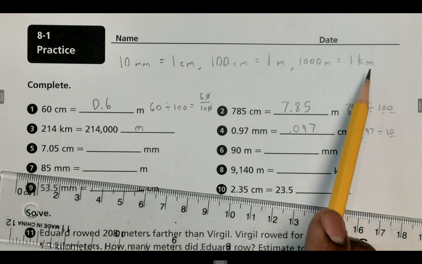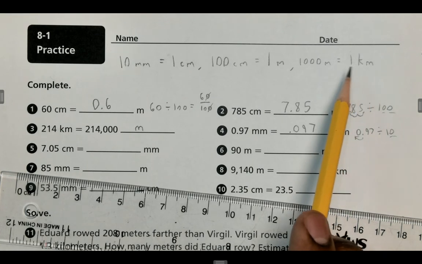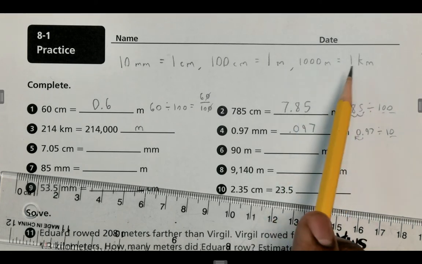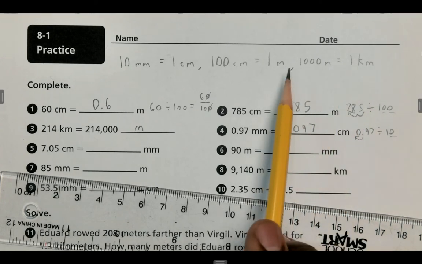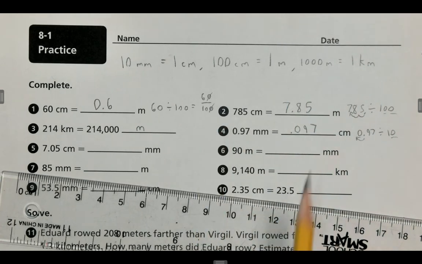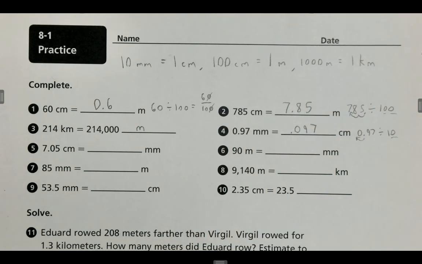Many of you may have run a 5K race in your life. Well, 5K is 5 kilometers, right? 1K or 1 kilometer is like having 1,000 meter sticks back to back to back. And there you have it.